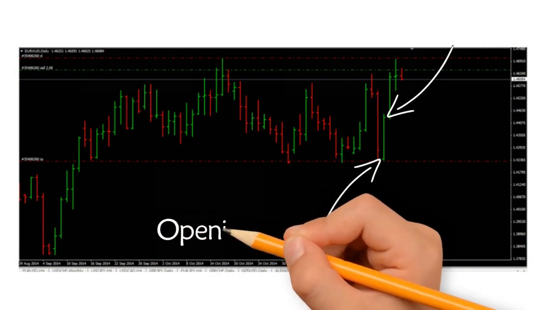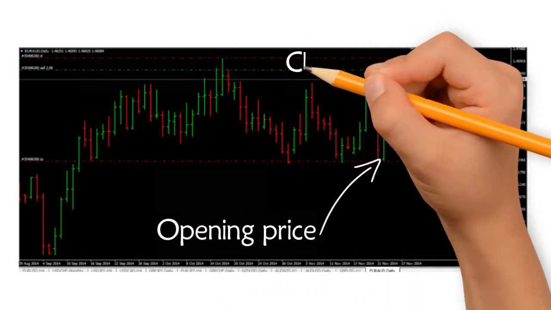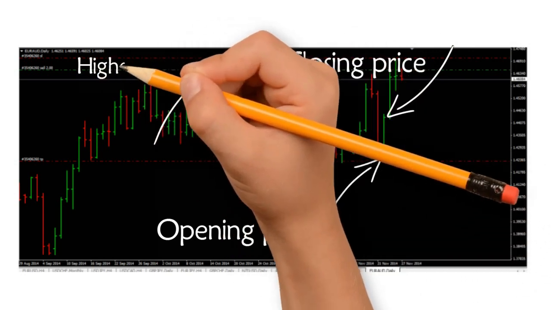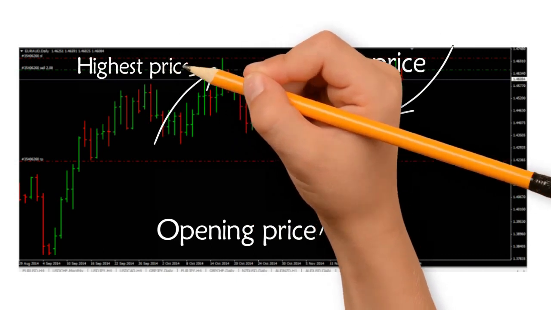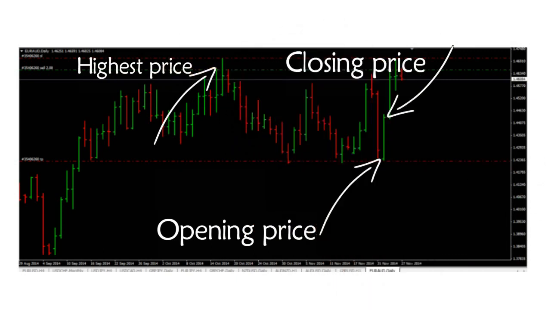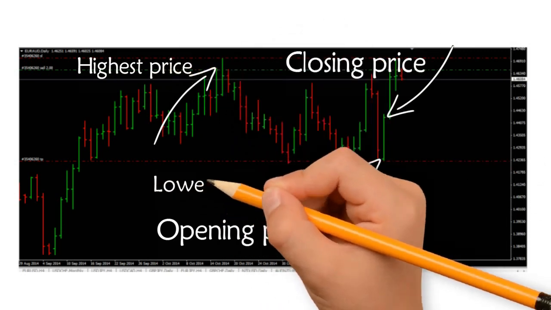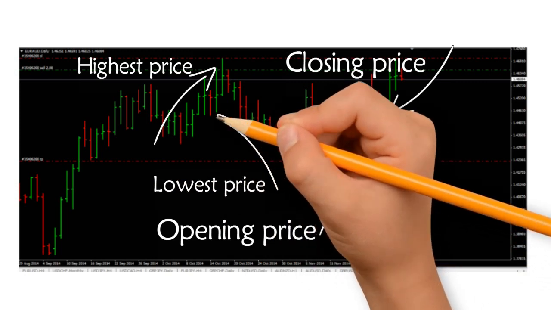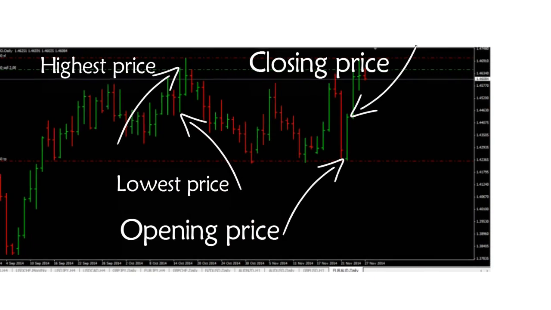The knob on the left is the opening price and the knob on the right is the closing price. Then there's the wick on the upper end and the lower end. The highest point or level of the wick on the upper end is the highest price that was reached during a certain time frame or period, and the lowest point of the lower wick is the lowest price that was reached also during the same time frame or period.